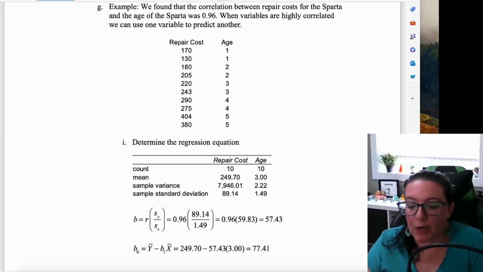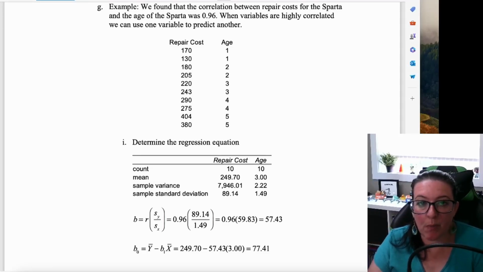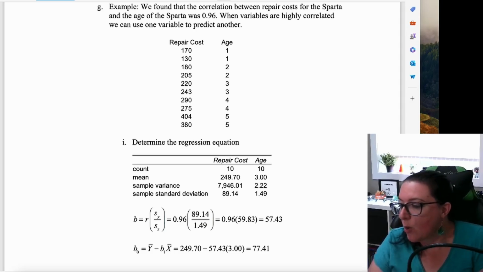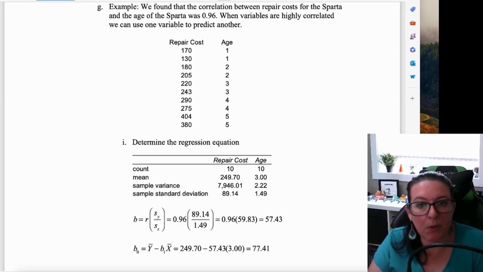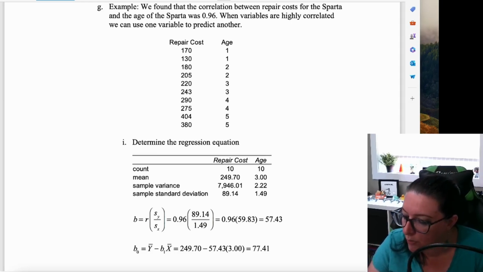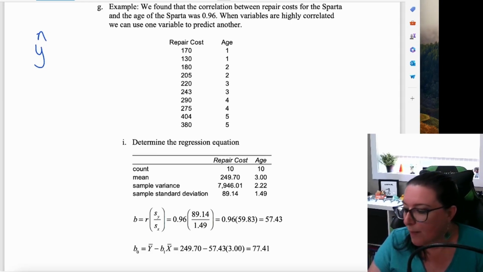In our previous video, we found our regression model for our data set, where we have these vehicles named Sparta, and we are looking at the age of Sparta and whether or not we could predict the repair cost. So in our previous videos, we looked at how age and repair cost are correlated. They have a positive correlation. And then we created a regression model, and that regression model we came up with y hat. So repair cost is what we're trying to predict. Age is our x value.